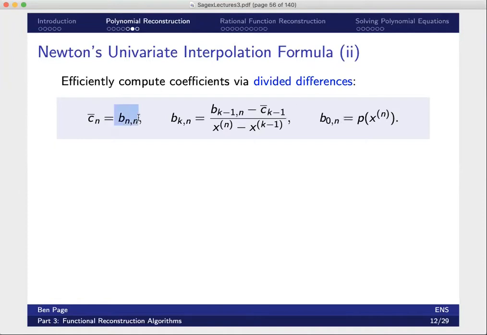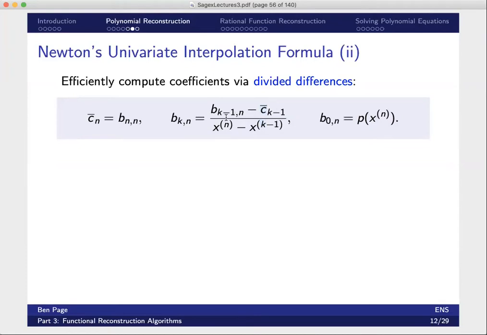We introduce some quantity BKN. We relate this to our original coefficient. And we can see that we can use this recursion to take some evaluation of the polynomial and turn the wheel until we get the evaluation of its coefficient, which is given only in terms of the previous coefficients and the previous evaluation points.